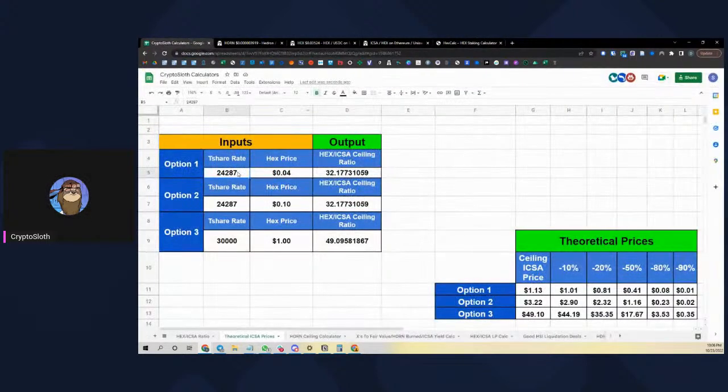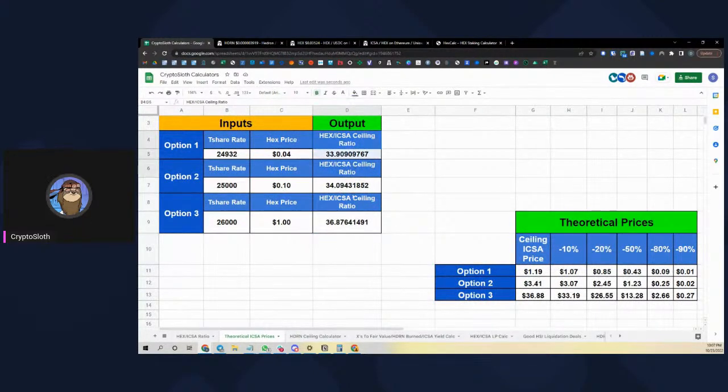24,932. So 24,932, and let's say at 10 cents it's 25,000, and then at a dollar, let's say it's 26,000, just for whatever it might be. So we have the hex price at these different prices, and we have the T-share rate. And then it also calculates the icosa to hex to icosa ceiling ratio if you wanted to see that too.